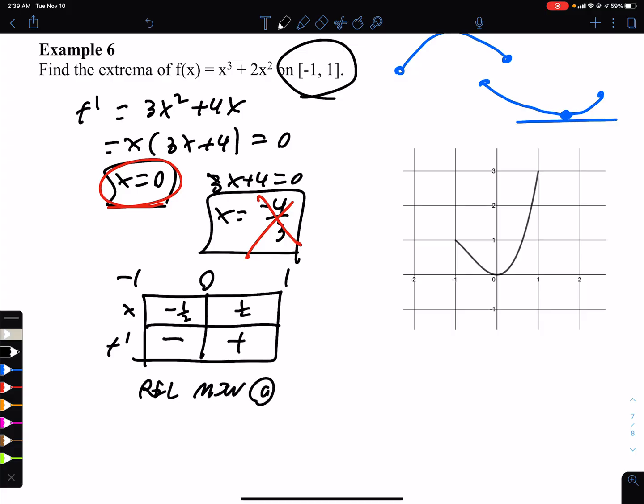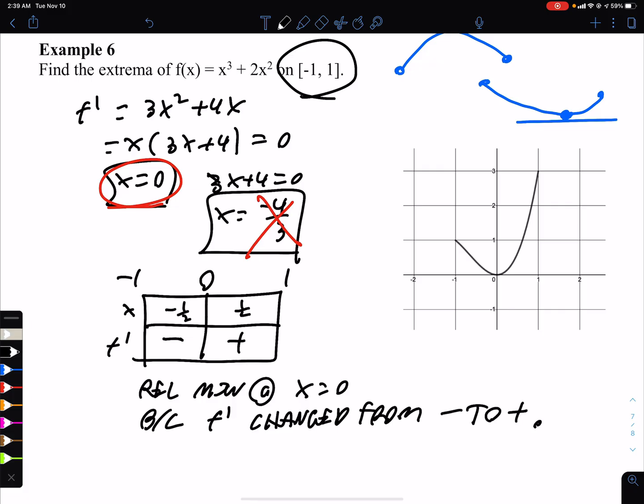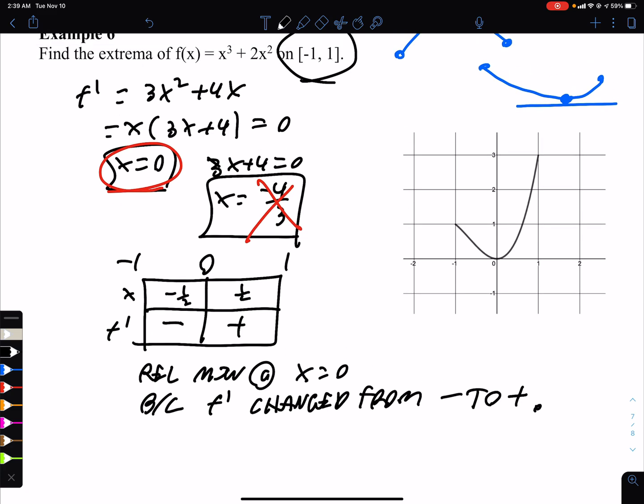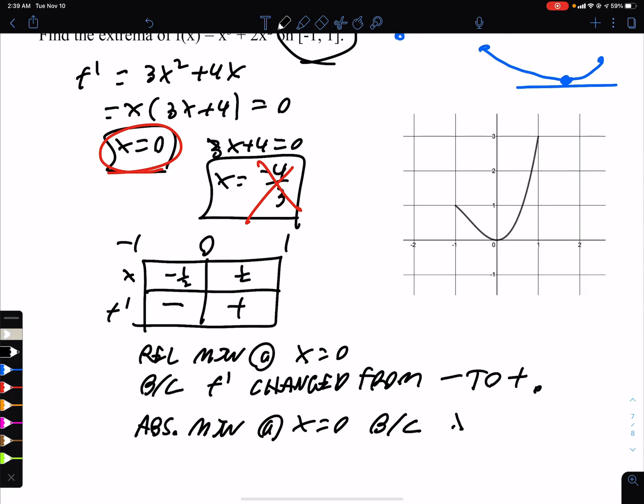at x equals 0 because f prime changed from negative to positive. But it's also an absolute minimum. We have an absolute minimum at x equals 0. Why? Because x equals 0 is the only relative extrema.